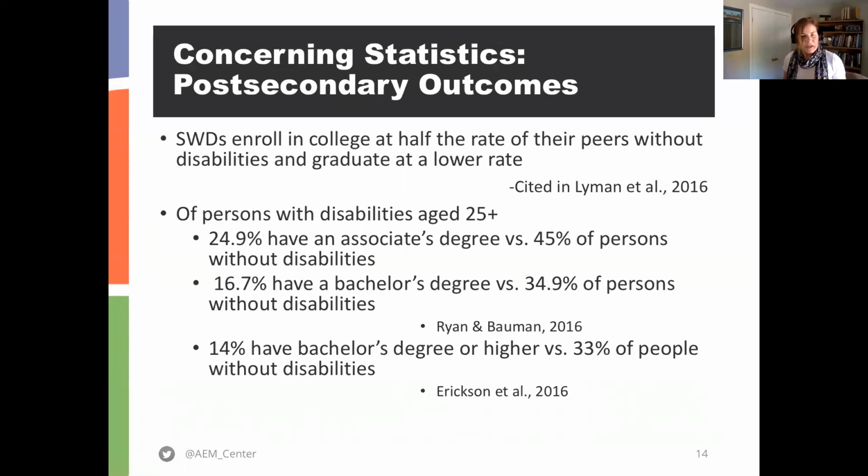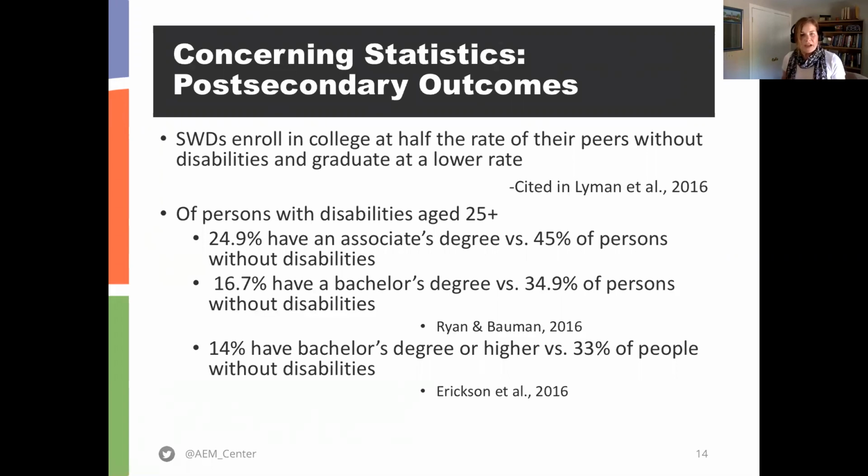For post-secondary outcomes, this was talking about students graduating from high school. Now we're talking about post-secondary outcomes. Students with disabilities enroll in college at half the rate of their peers without disabilities, and they're graduating at a lower rate. Of persons with disabilities 25 years old and greater, about 25% of them have an associate's degree versus 45% of persons without disabilities. About 17% have a bachelor's degree versus about 35% of persons without disabilities.